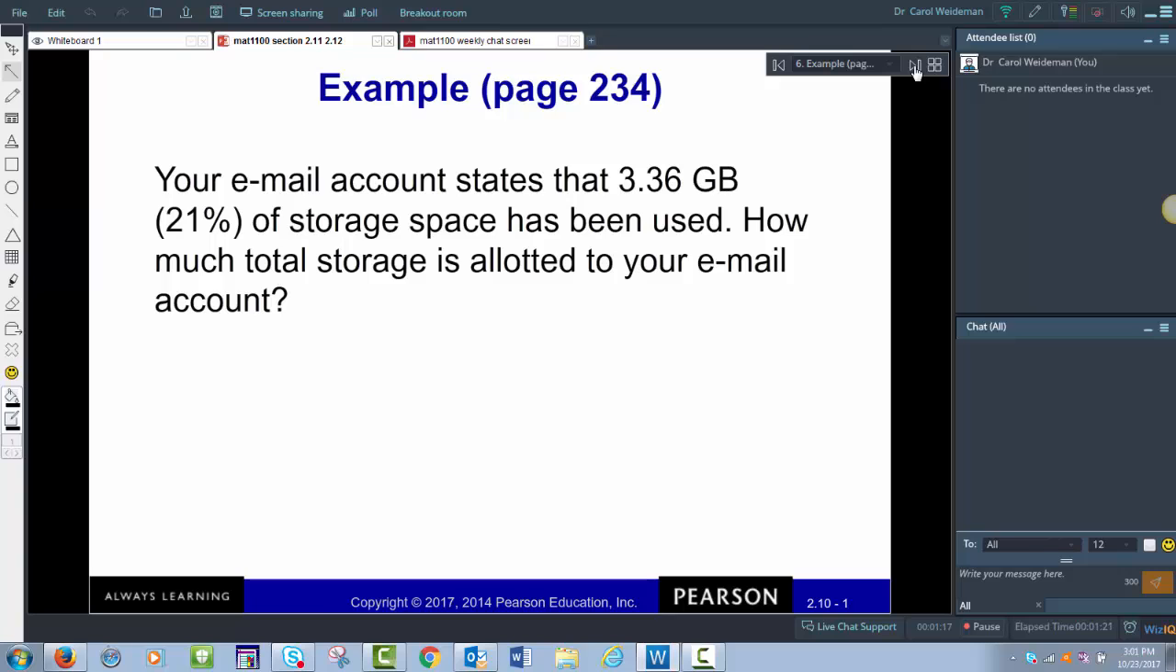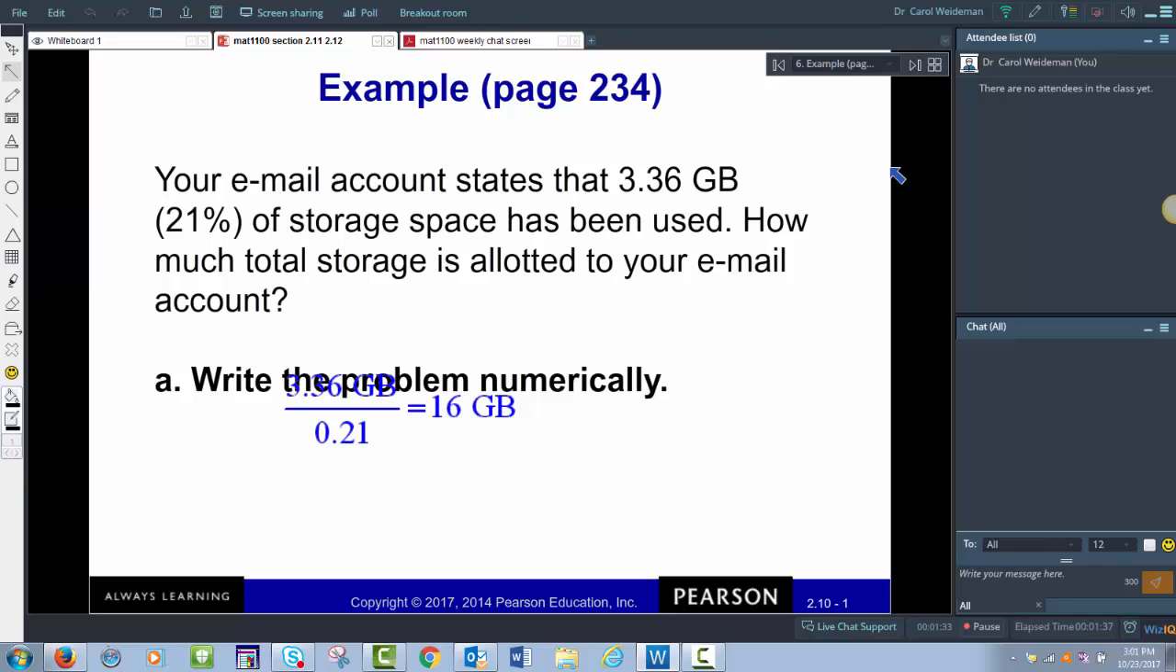Your email account states that 3.36 gigabytes, 21% of storage space, has been used. How much total storage space is allotted to your email account? First we'll do a numerical solution, and then we'll do the algebraic. In the numerical solution, I apologize it's not showing up here, but I have 3.36 gigabytes in the numerator, and I'm going to divide it by 0.21, and that gives me 16 gigabytes. That tells me the whole size of my account is 16 gigabytes. In other words, 21% of 16 is 3.36. And the operation used here was division.